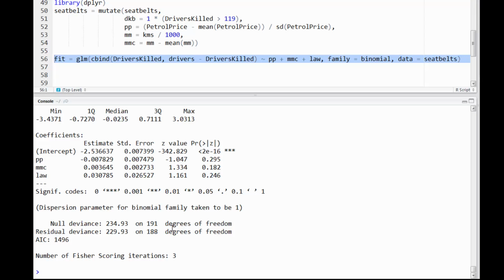So again, this is a different quantity than we were looking at before. We were just looking at the number killed, whereas now we're looking at the percentage of the number killed over those that were killed or seriously injured.